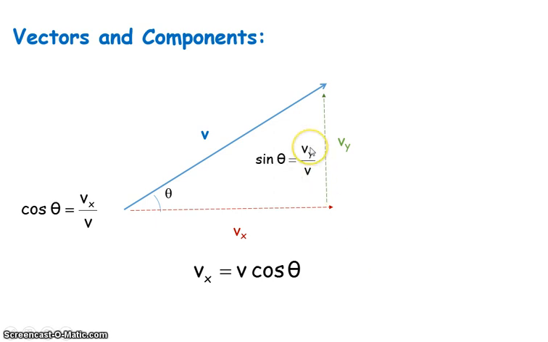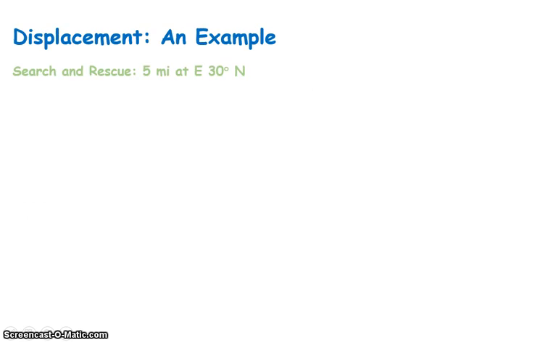Sine theta is opposite over hypotenuse. Multiply both sides by V. Your vertical component is V sine theta. Box those two. You can use them for the rest of your life, assuming you've measured this angle relative to the horizontal axis. First example, displacement.